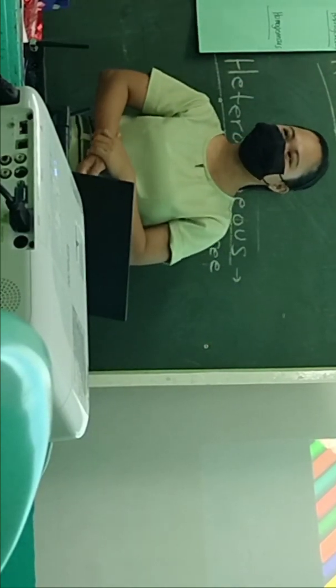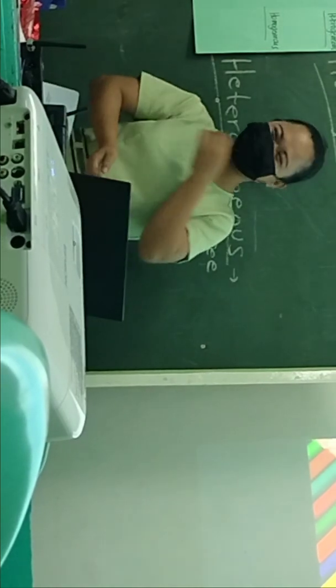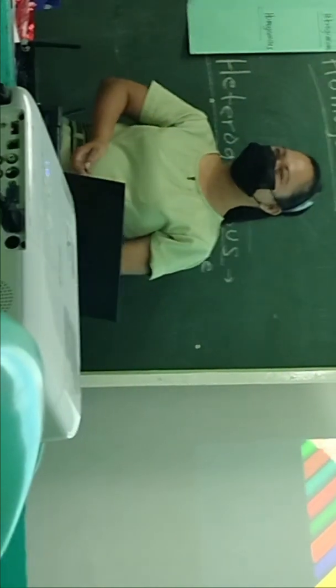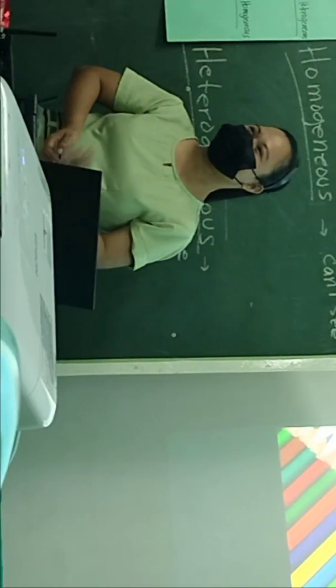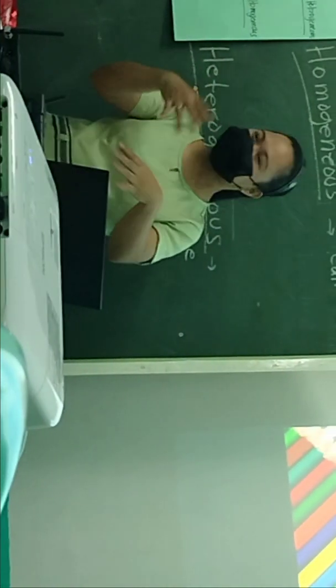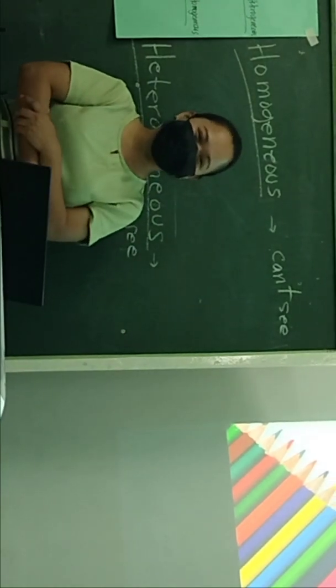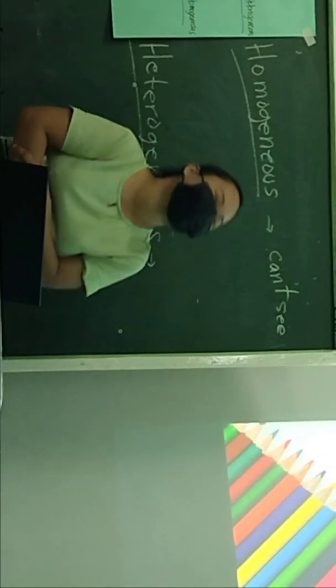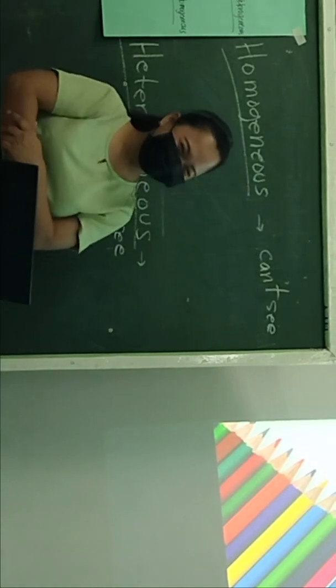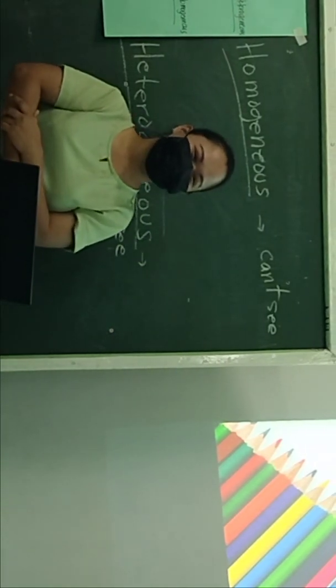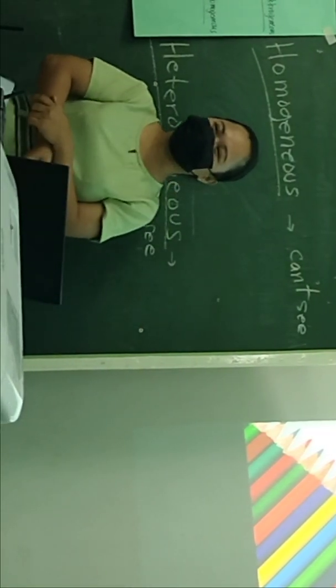Another example. Yes, Mika. As a painter, you cannot produce different colors without the primary colors. Yes, so you have to mix different kinds of colors to produce another color. What else? Marian. As a carpenter, we cannot build a house without mixing the cement and the sand and the gravel. Very good.